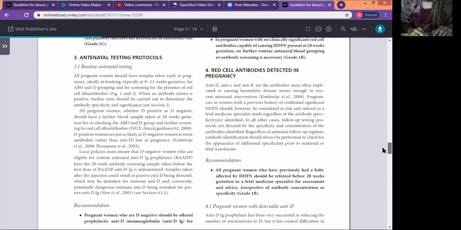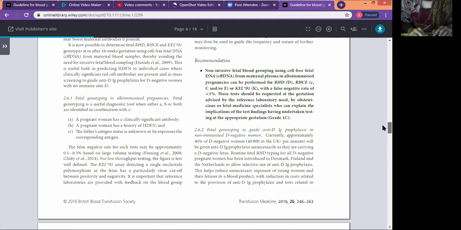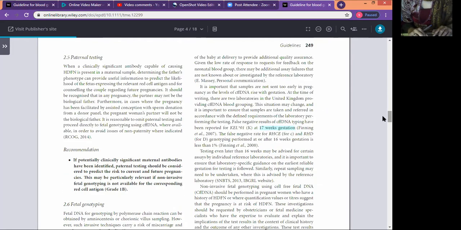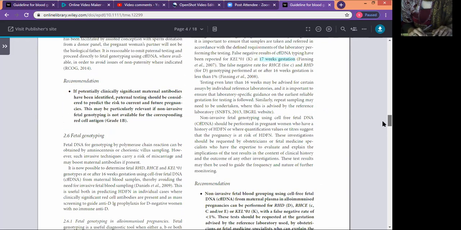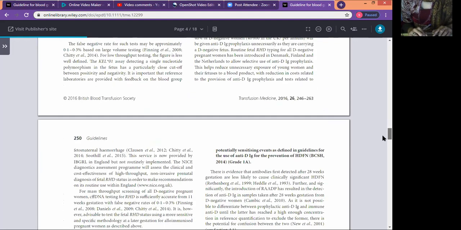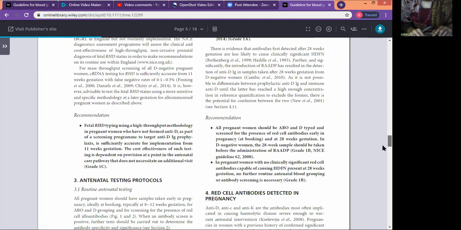Now regarding pregnant women who are D negative, they should be offered prophylactic anti-D administration, and this should be done after their screen comes out positive for D or C or small c or Kel antigens. So there is evidence about antibodies first detected after. Another thing we need to know about antibody testing is that it is recommended to be done at booking and then at 28 weeks.